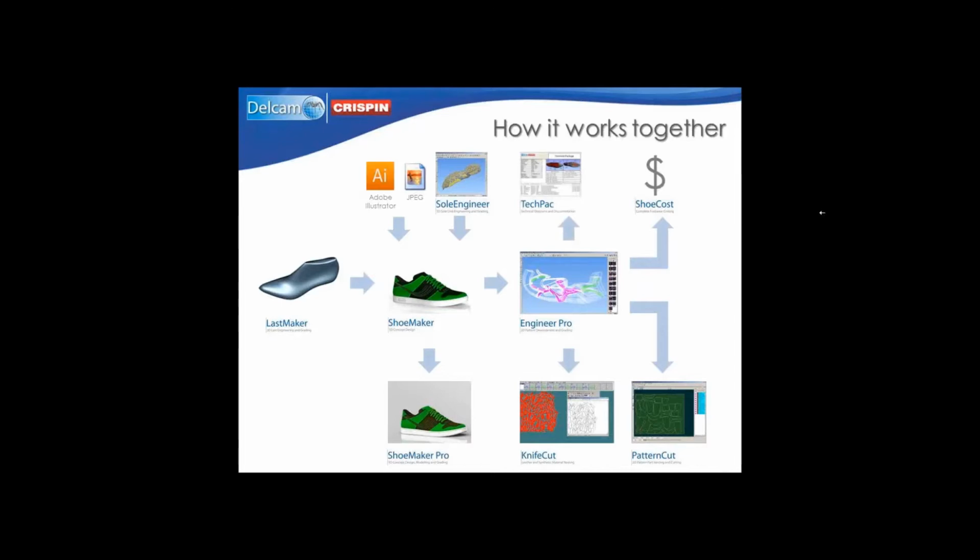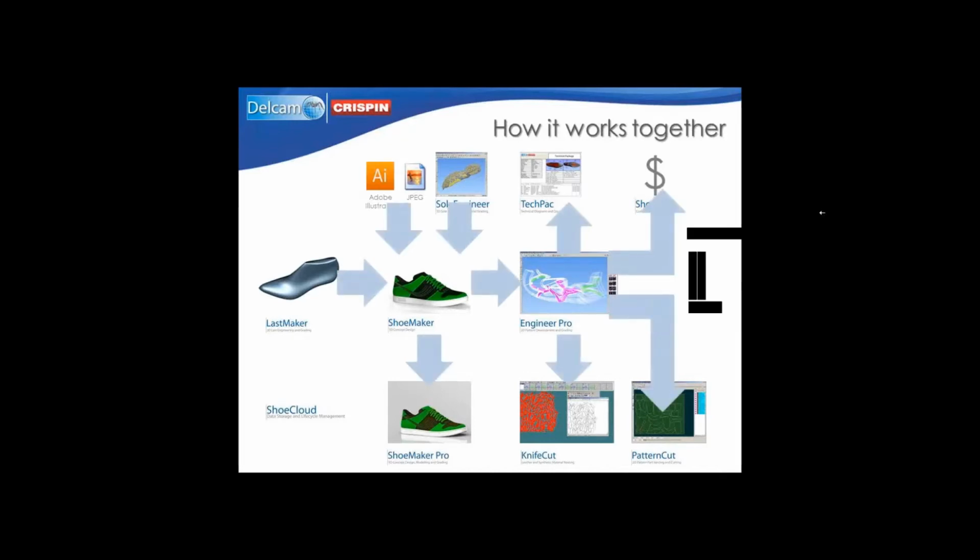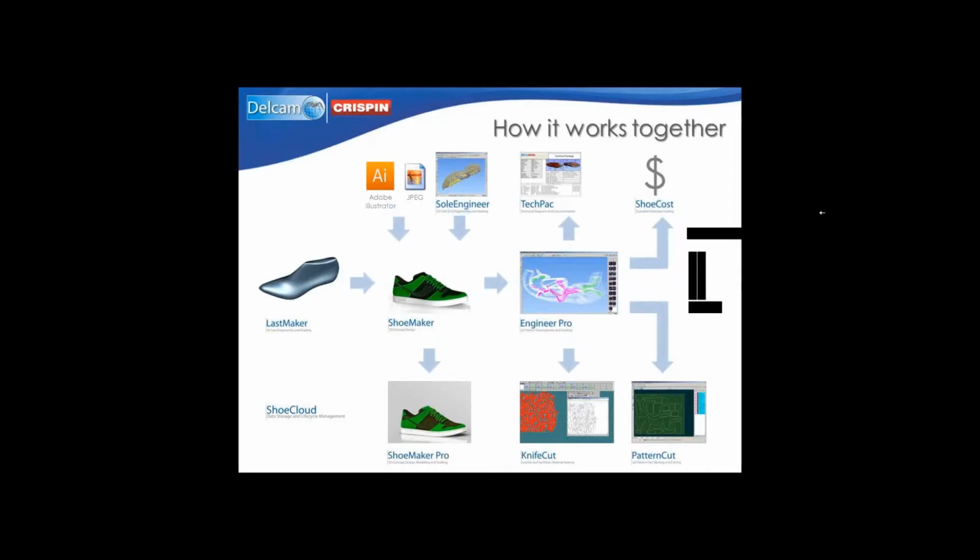In addition, to make managing the design and manufacturing process as efficient as possible, there's an optional product lifecycle management system integrated into ShoeMaker Pro called ShoeCloud. This enables all the information about each shoe you design to be stored in the cloud. Under full revision control with tracking information and email notifications, this makes your design process as efficient as possible.